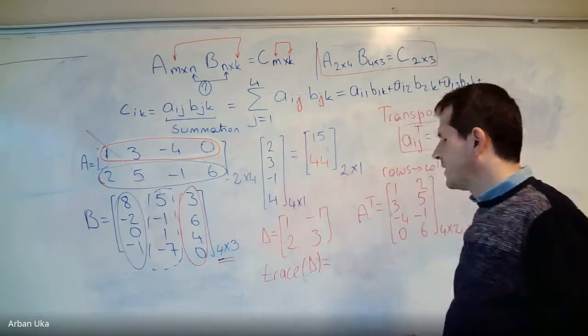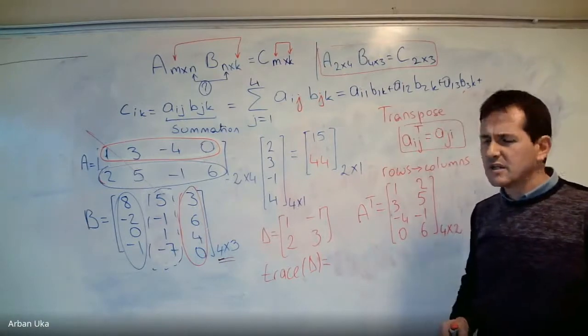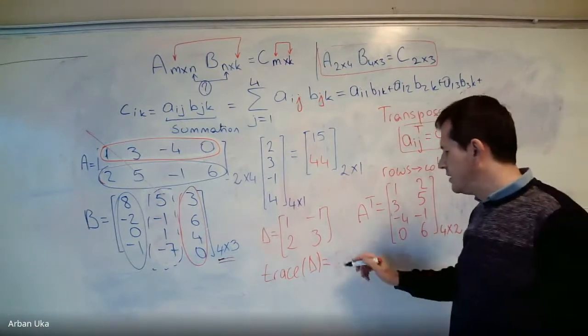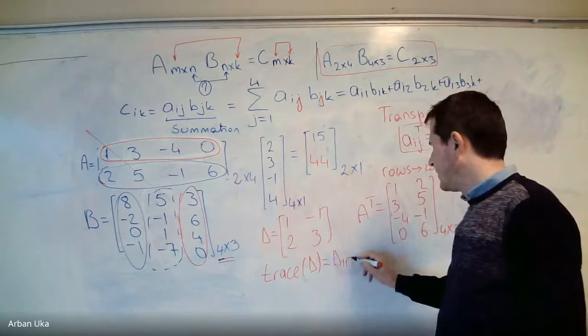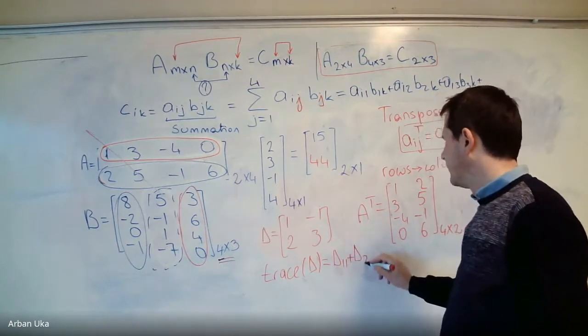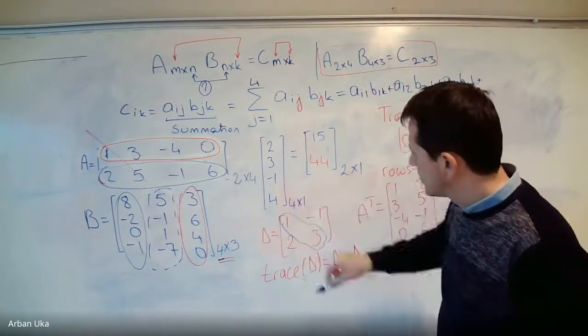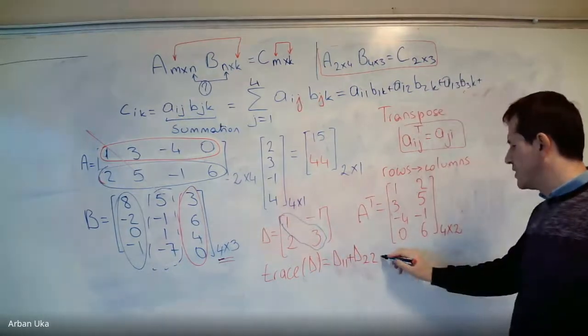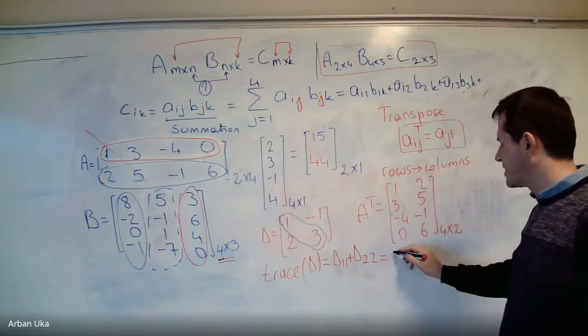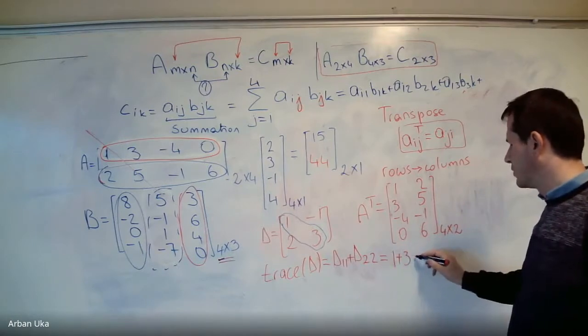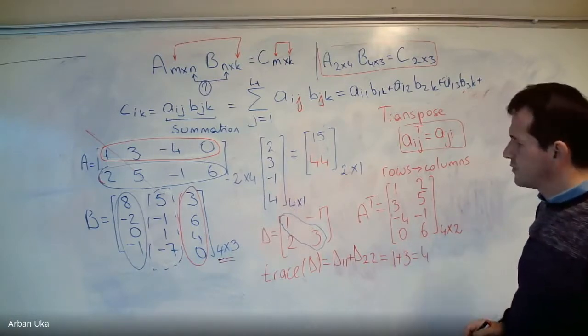Trace of D, it was defined in the slides, it was equal to D11 plus D22. So the summation of the diagonal terms defines the trace. So let's have a look here. What is this here? 1 plus 3 is equal to 4. Very good. We found it.